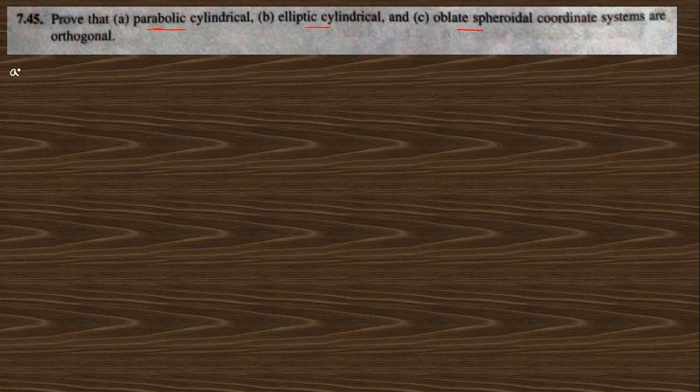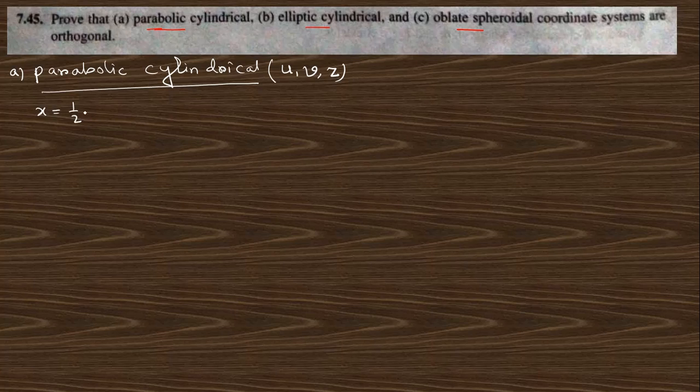So at first, for parabolic cylindrical coordinates, the coordinates are denoted by u, v and z. The conversion to x, y, z, the Cartesian coordinate system, is x equals half of u square minus v square, and y is uv, and z is z. This is the conversion.